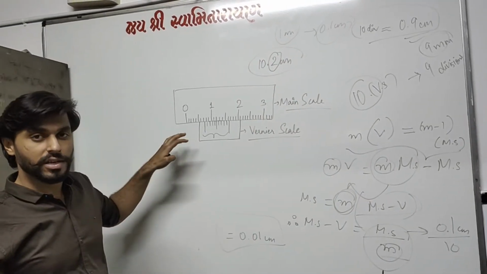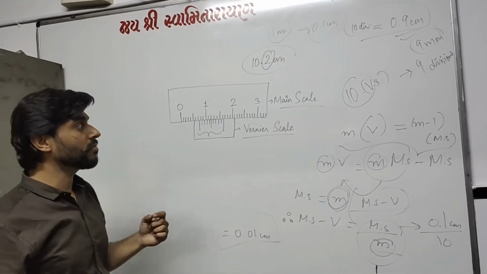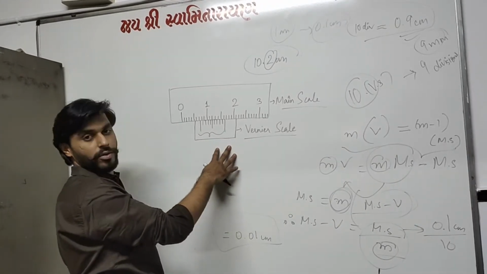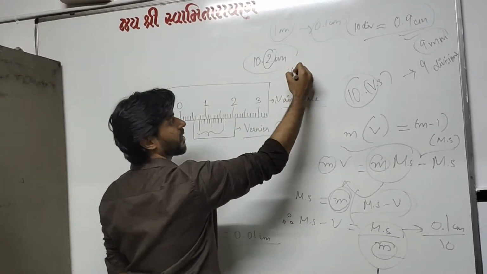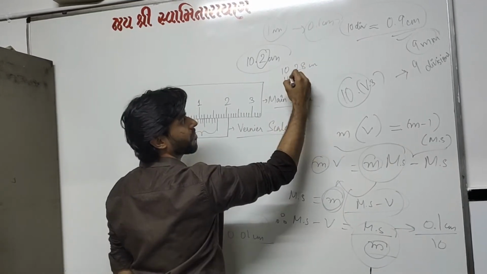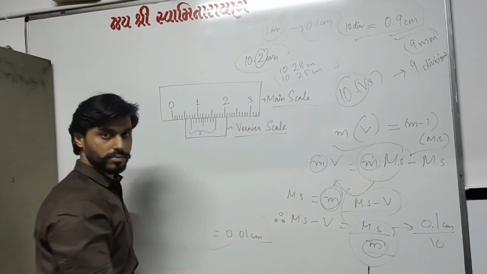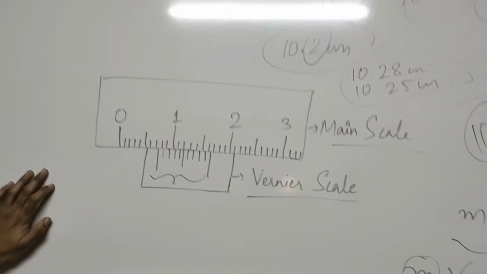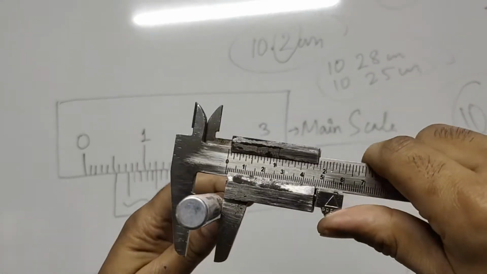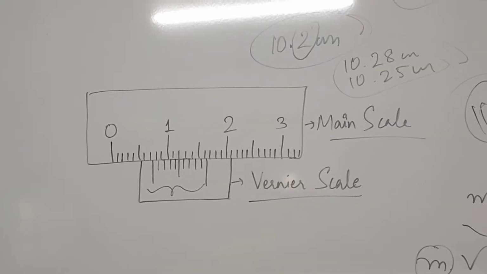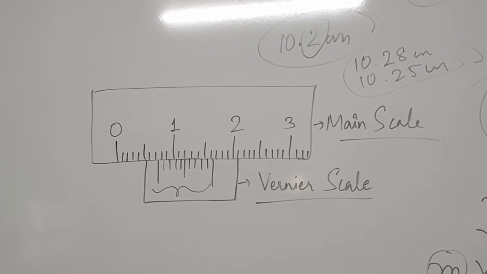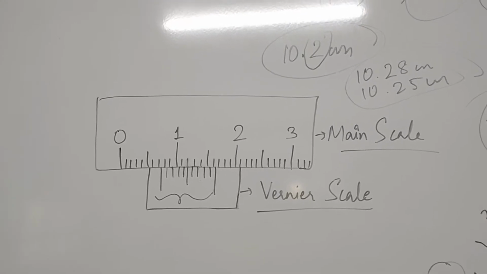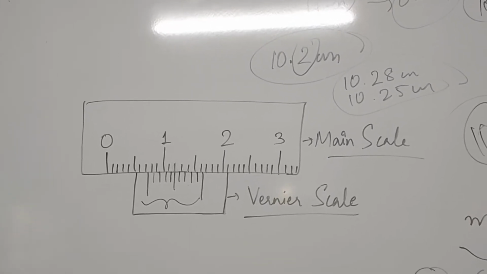But with the help of the vernier scale division, you can go one decimal point more precise. How? With the vernier scale, you can find out this marker pen may be 10.28 centimeter or 10.25 centimeter or whatever. Now we'll check. Supposing this is one reading. We took the vernier calipers and we are trying to find out its diameter. Now we know the least count for the vernier scale is 0.01 centimeter or 0.1 millimeter. Now what will happen?